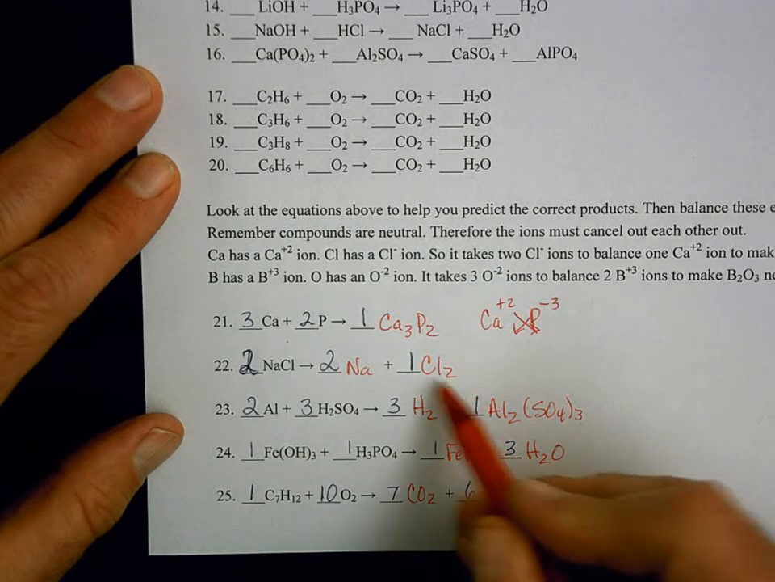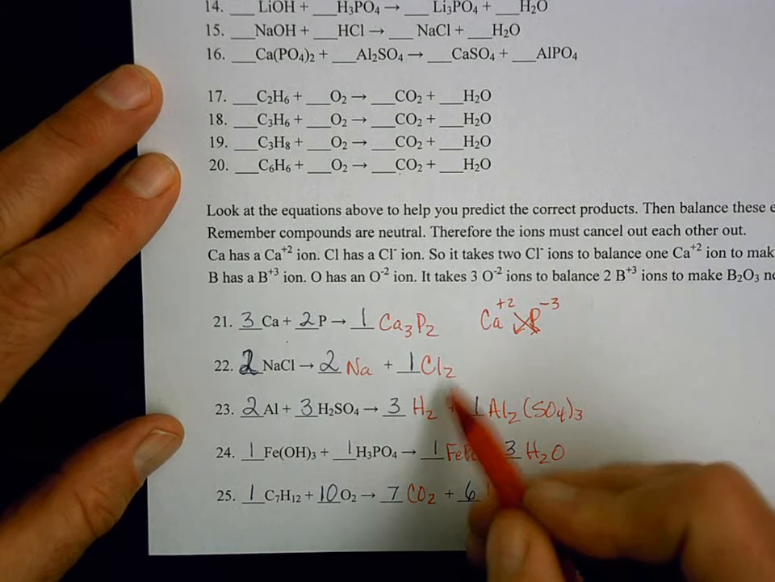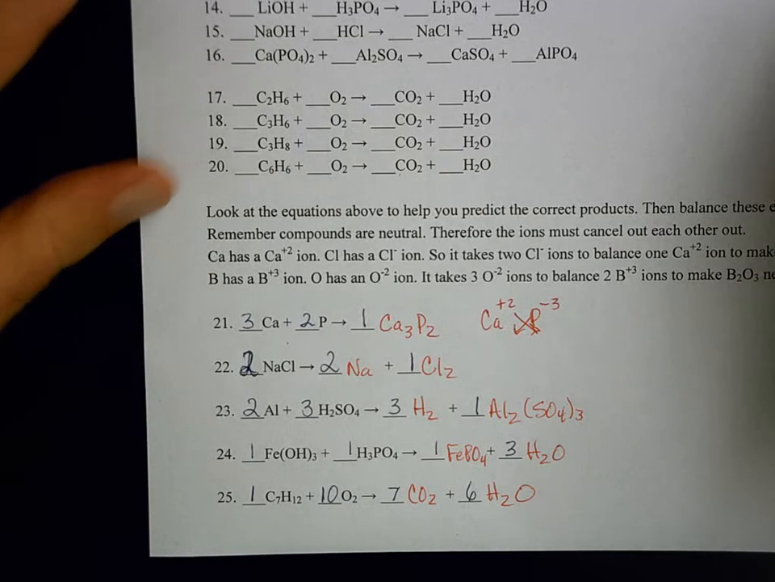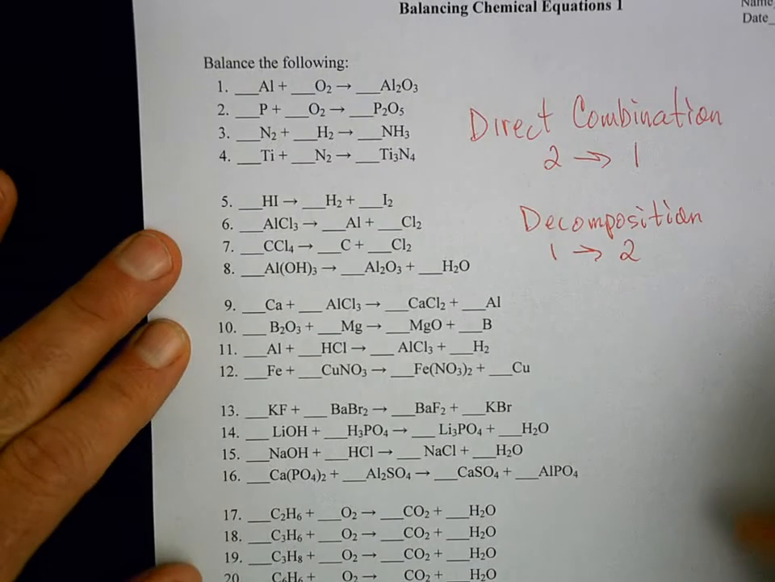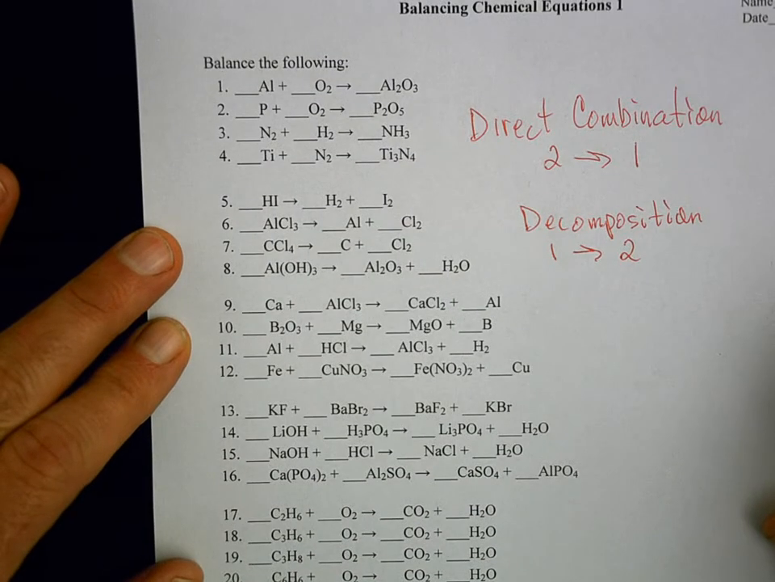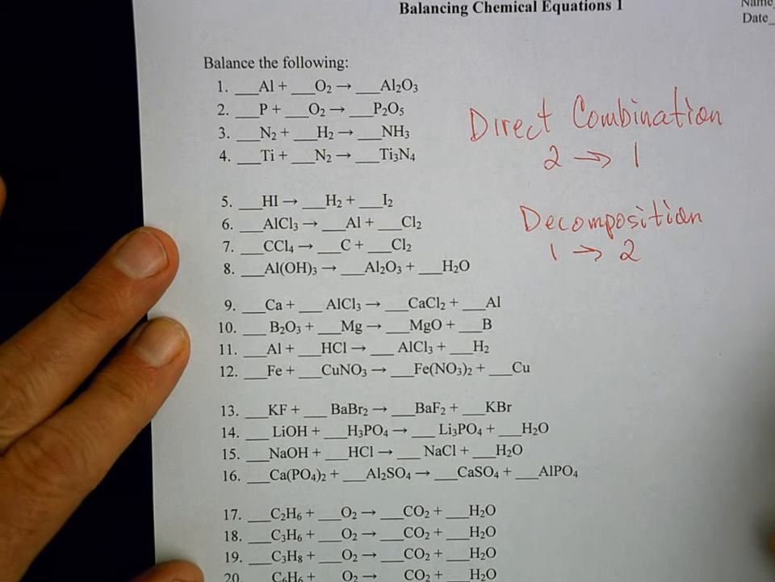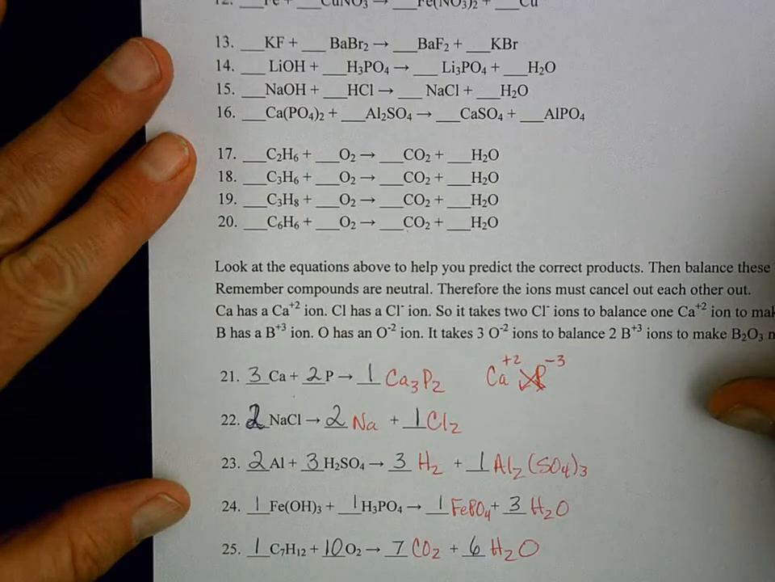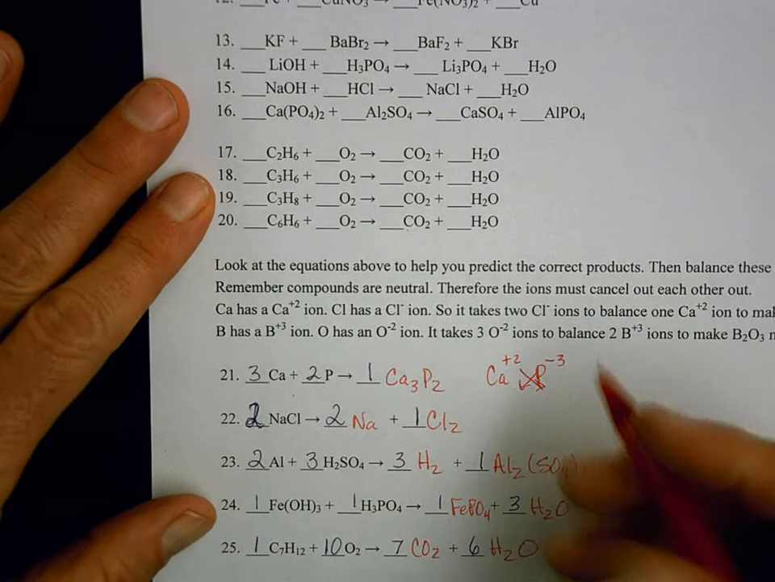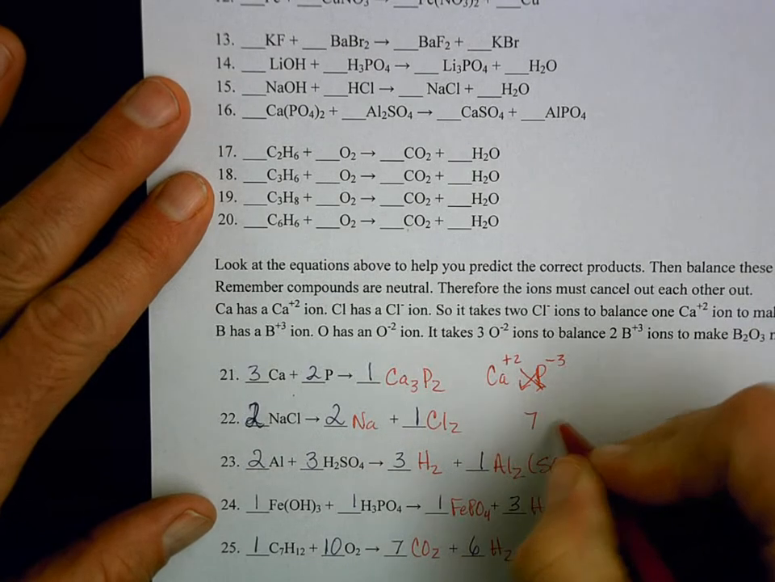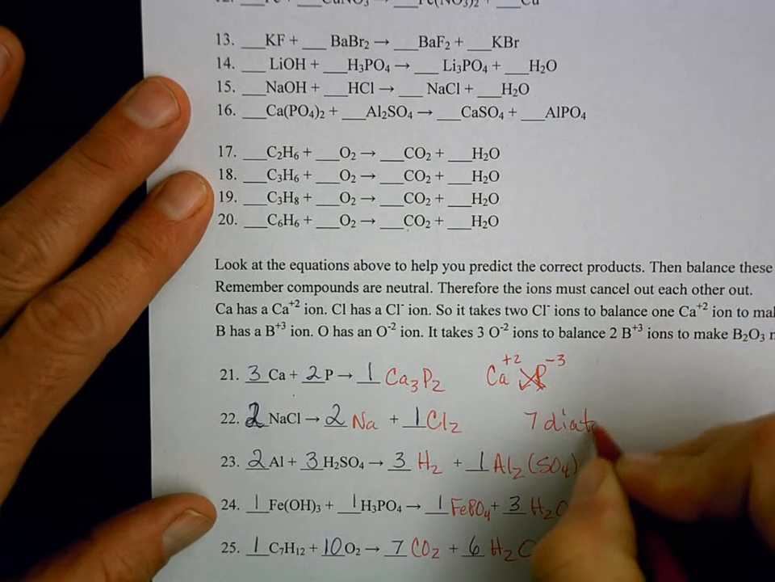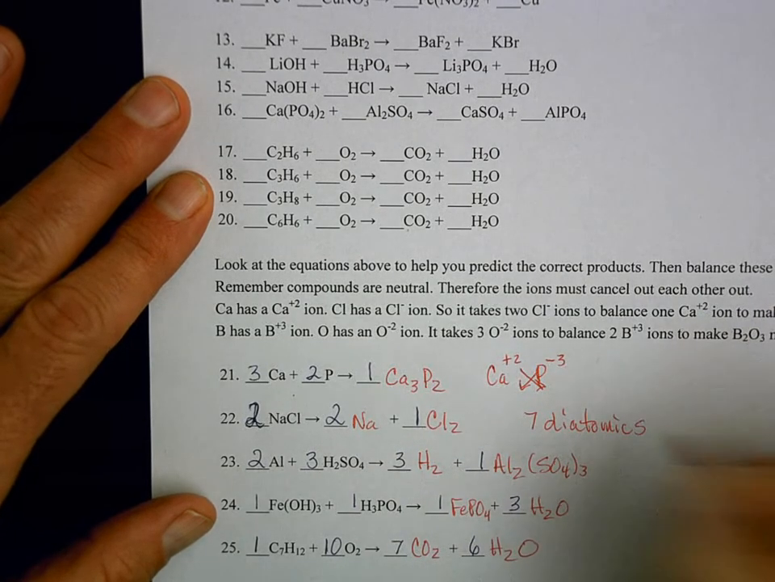Now, how did I know that the chlorine was doubled up? Well, first off, I could see that up above, all the chlorines were written as Cl2. However, I could also remember that chlorine is one of the 7 diatomics.